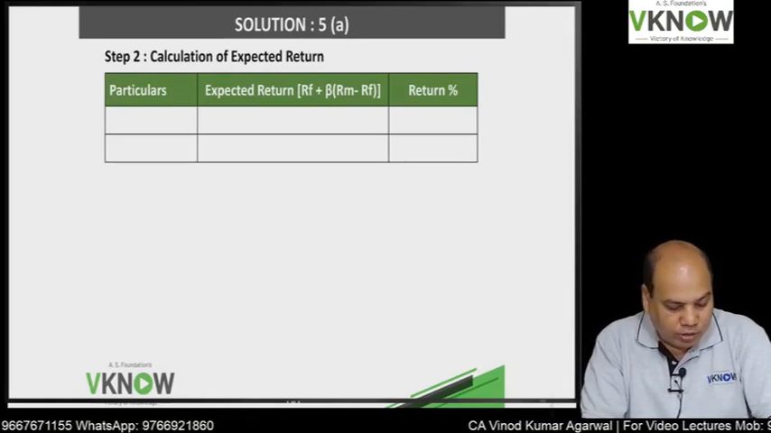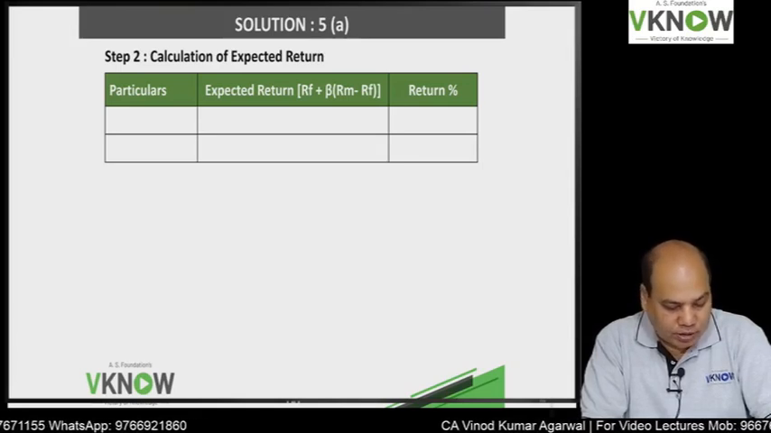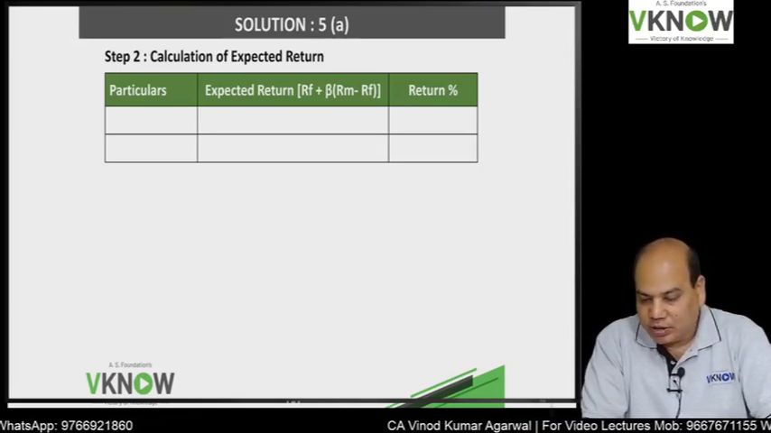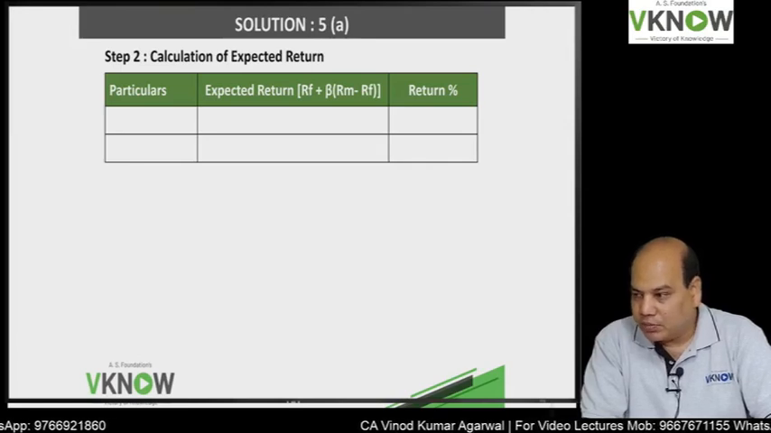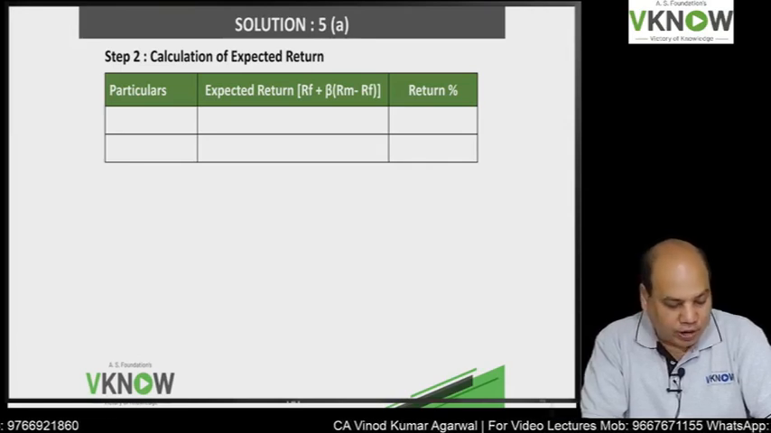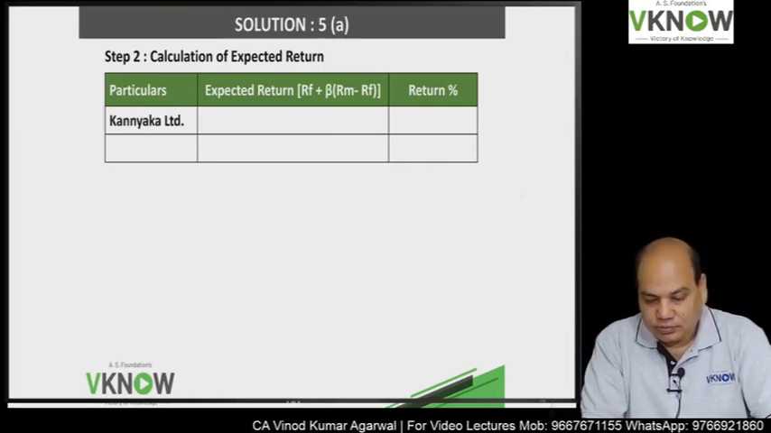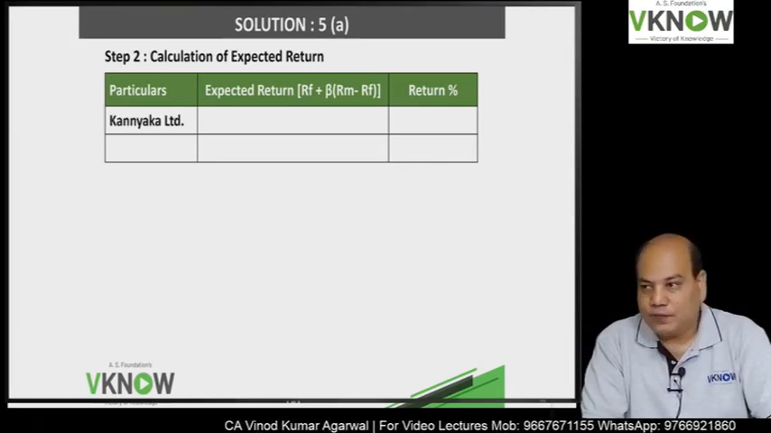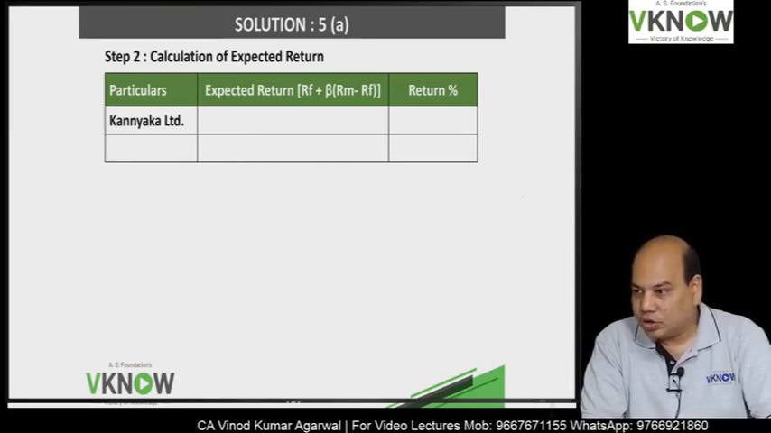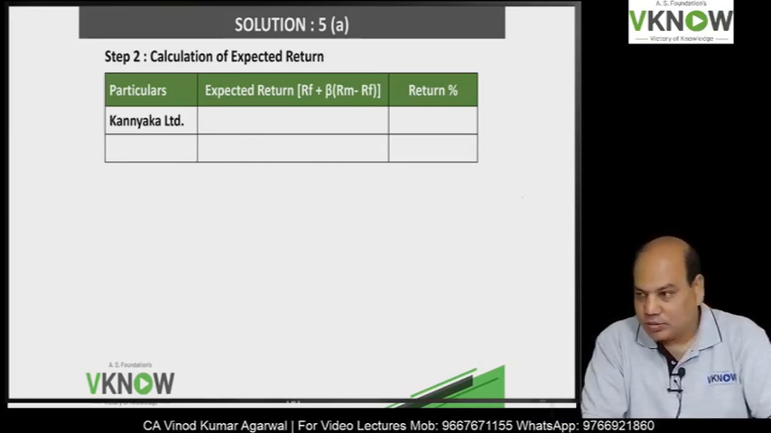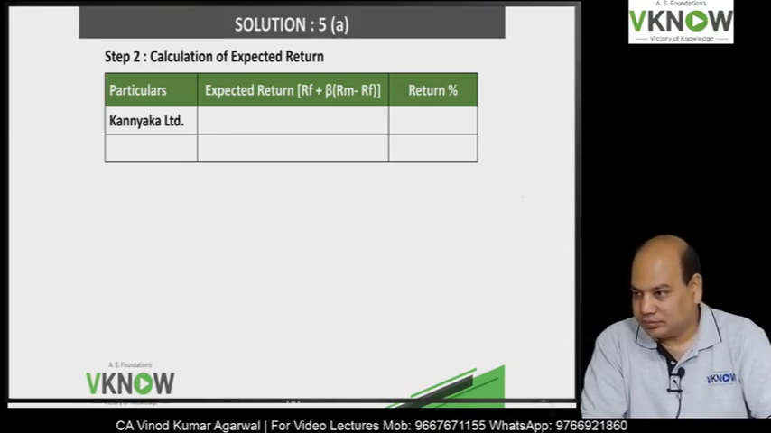Three columns we will draw. Particulars, expected return, formula: write in bracket RF plus beta into (RM minus RF), and return percentage write down. We have to compute it for both the stock and the portfolio. The stock name is Kanakya Limited.